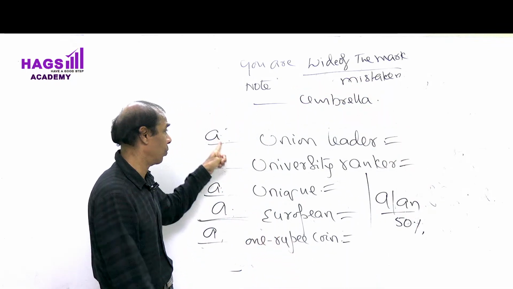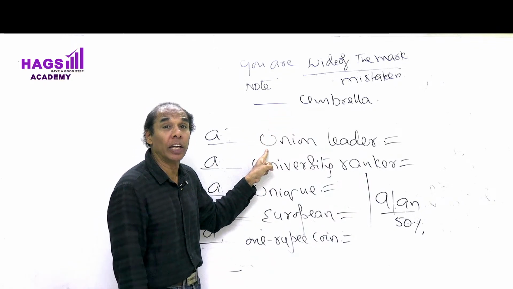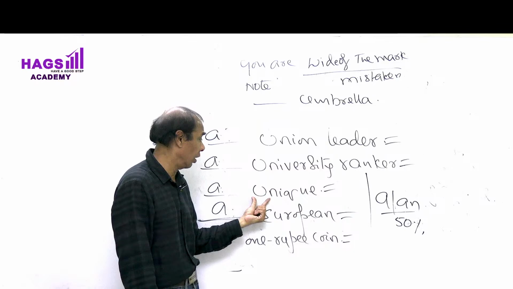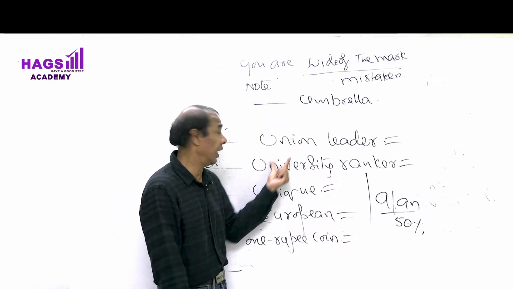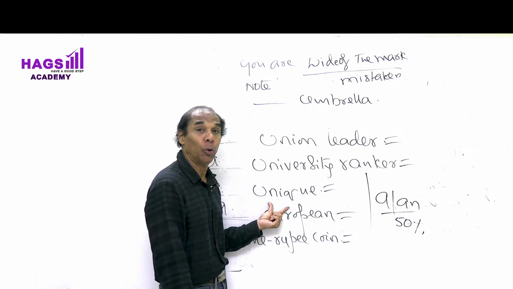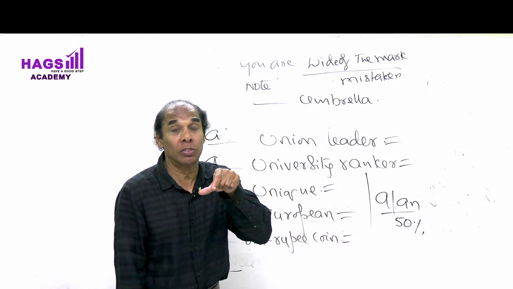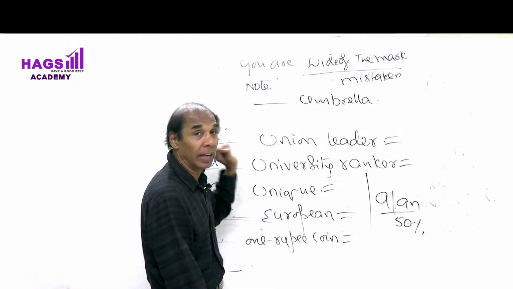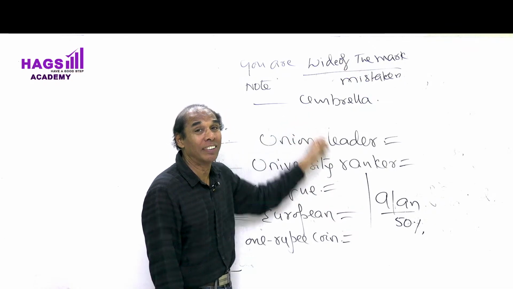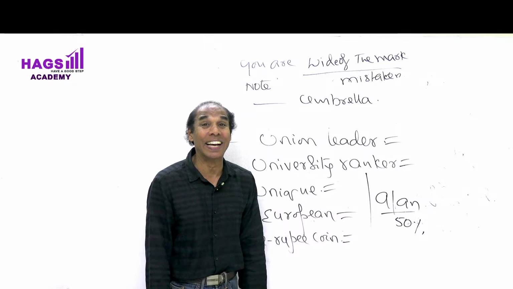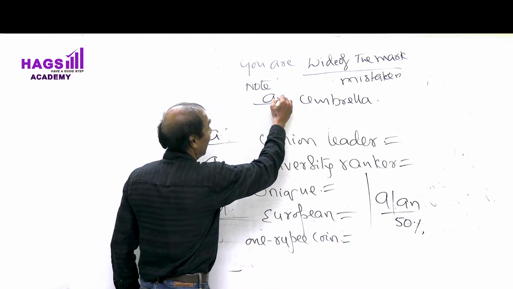Don't use a here, because here we are saying union. See, take the letter U in all these three words. This is giving the sound like you: union leader, university ranker, unique. We are giving the sound like you, right? When we give the sound like you, we have to use a. Here, in the case of the word umbrella, observe, we are not saying you-mbrella, we are saying um-brella. We are not giving the sound of you, so then you have to use an.